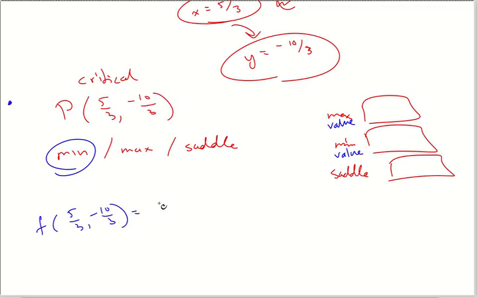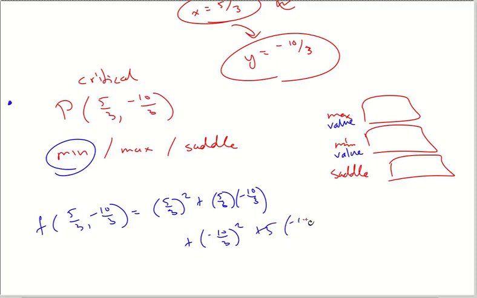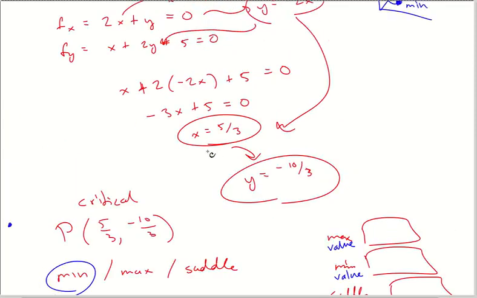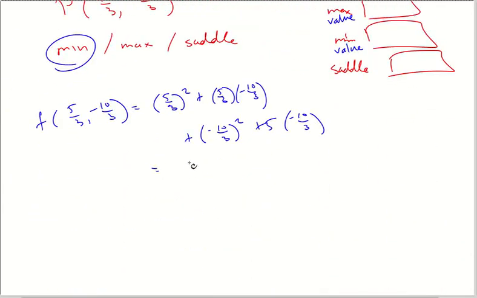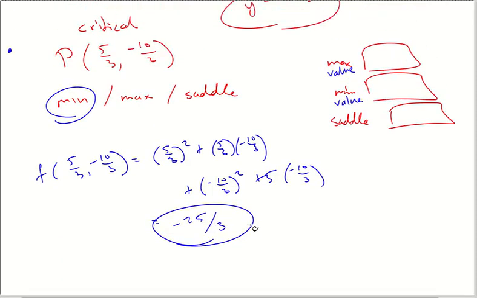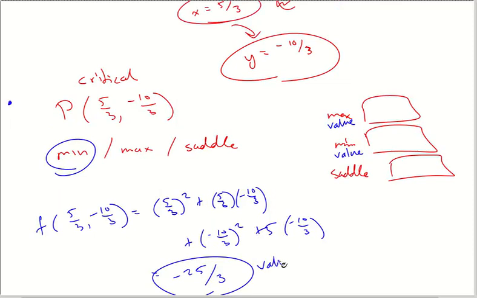Like in the original. Well then, 5/3 squared, 5/3 times negative 10/3, plus negative 10/3 squared, and then 5 times negative 10/3. I'm just basically going back to the original here and plugging in a point, and I eventually get, in my calculator for sure, negative 25/3. So that's my value, and that's what they're looking for. So you would actually put minimum value negative 25/3 right there.